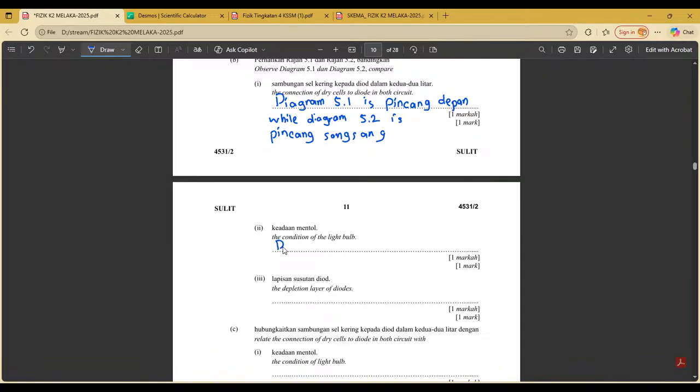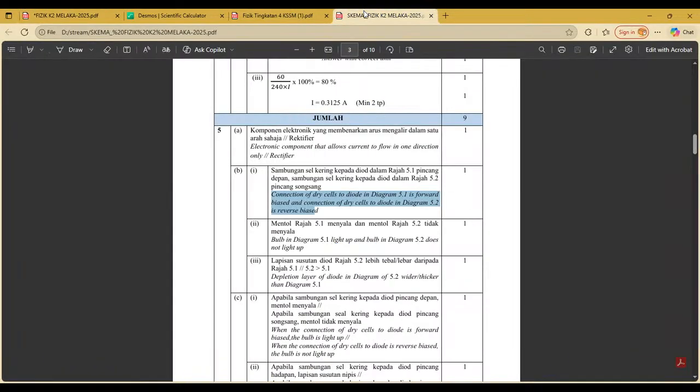The light bulb in diagram 5.1 is lit up, while diagram 5.2 does not light up. The term close enough.